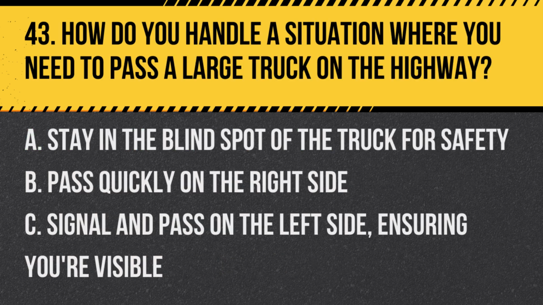Question 43. How do you handle a situation where you need to pass a large truck on the highway? A. Stay in the blind spot of the truck for safety. B. Pass quickly on the right side. C. Signal and pass on the left side, ensuring you're visible. Answer: C. Signal and pass on the left side, ensuring you're visible. When passing a large truck, do so on the left and ensure you're not in the truck's blind spot.